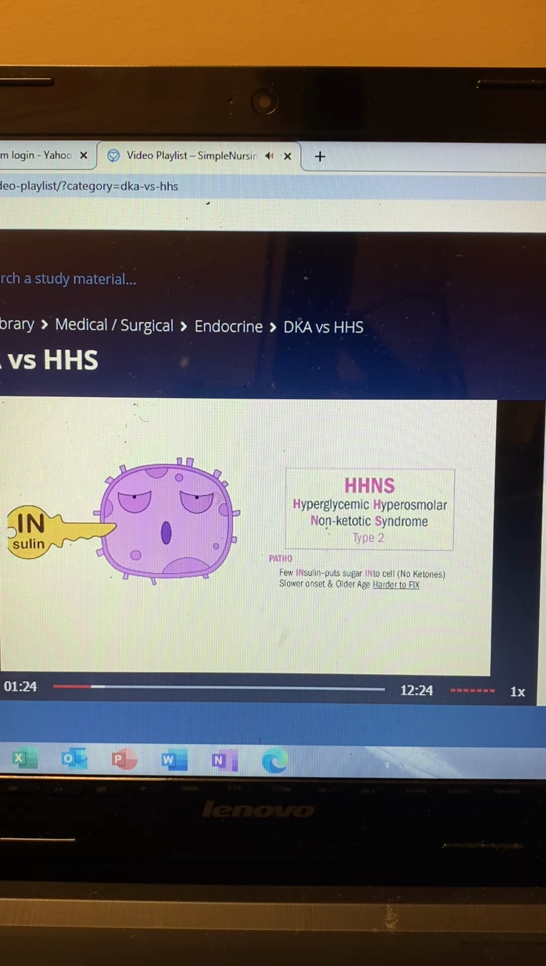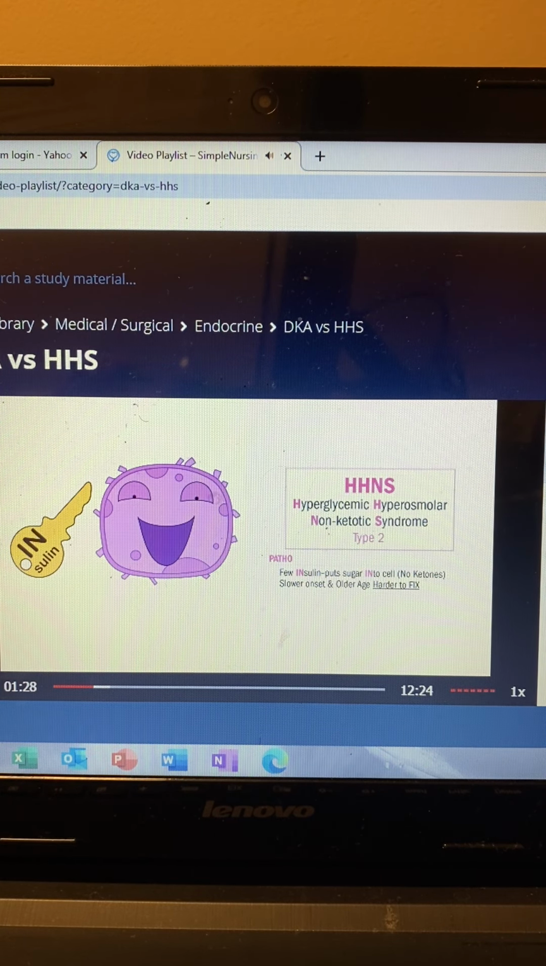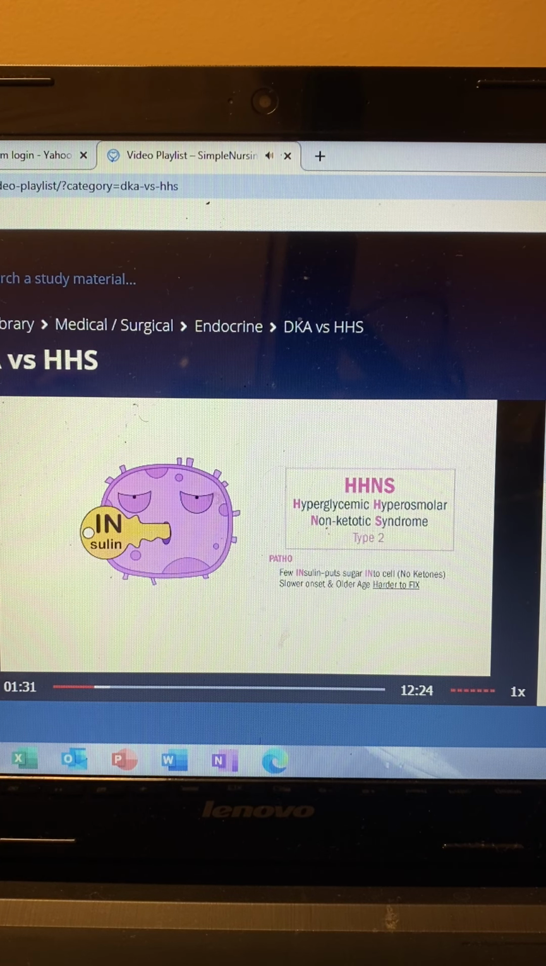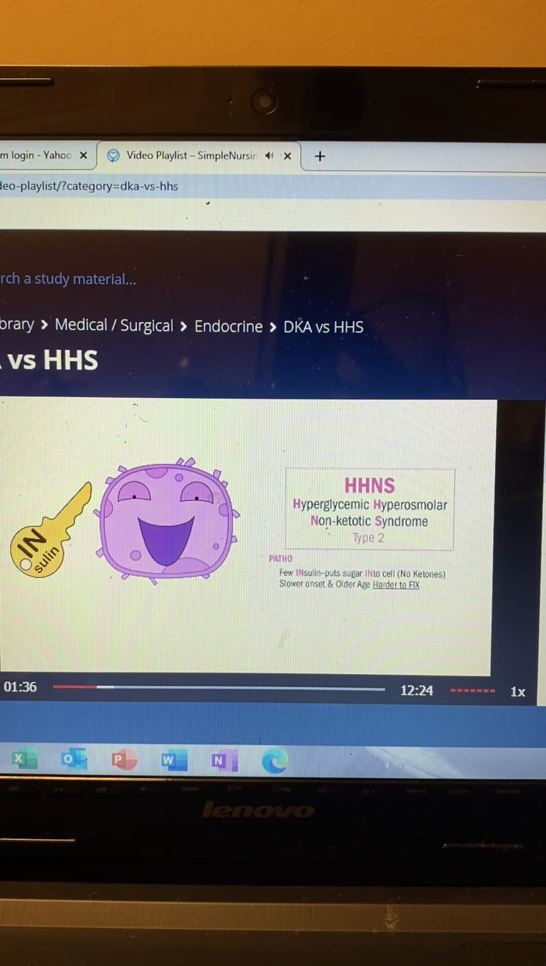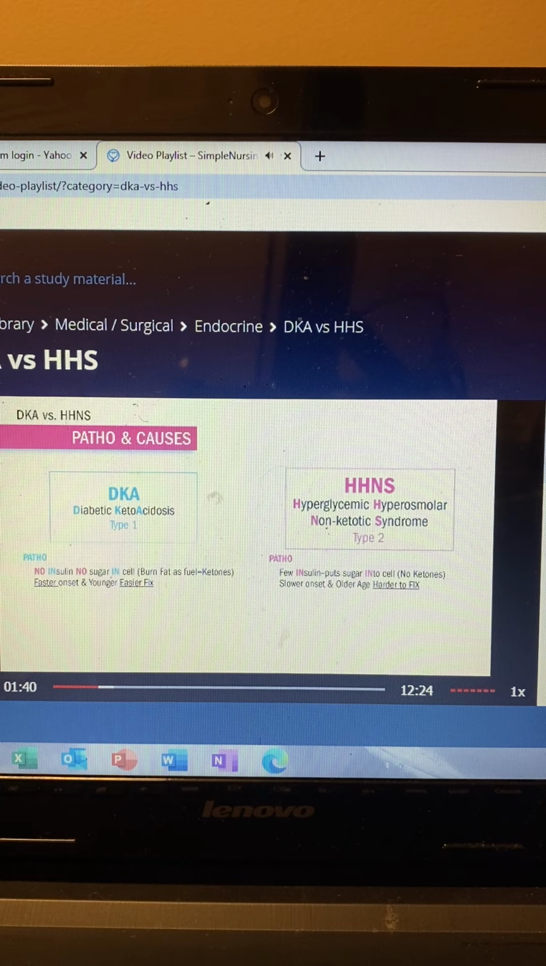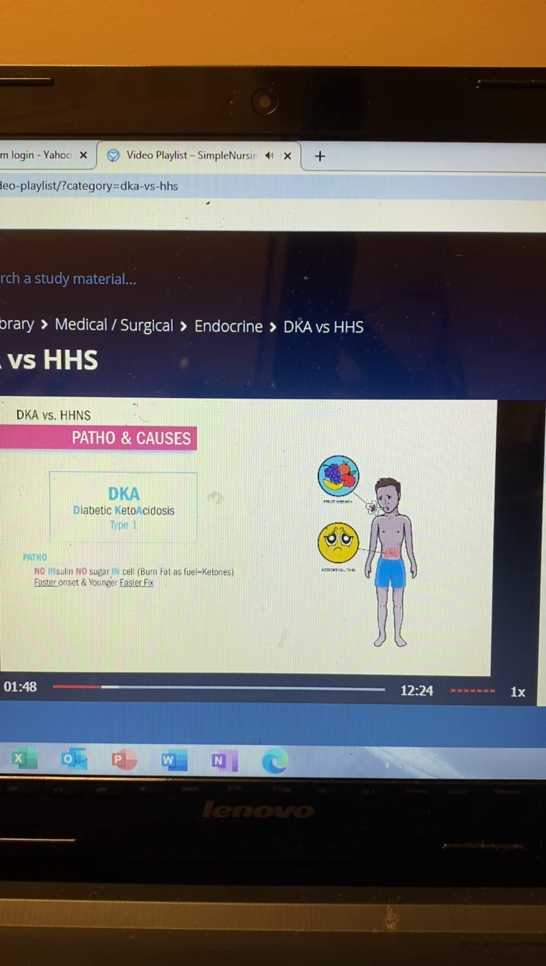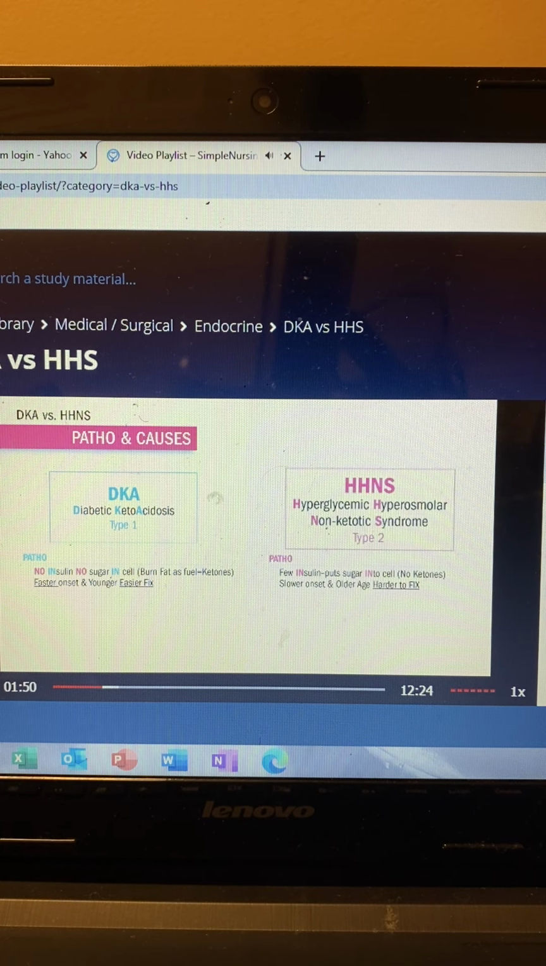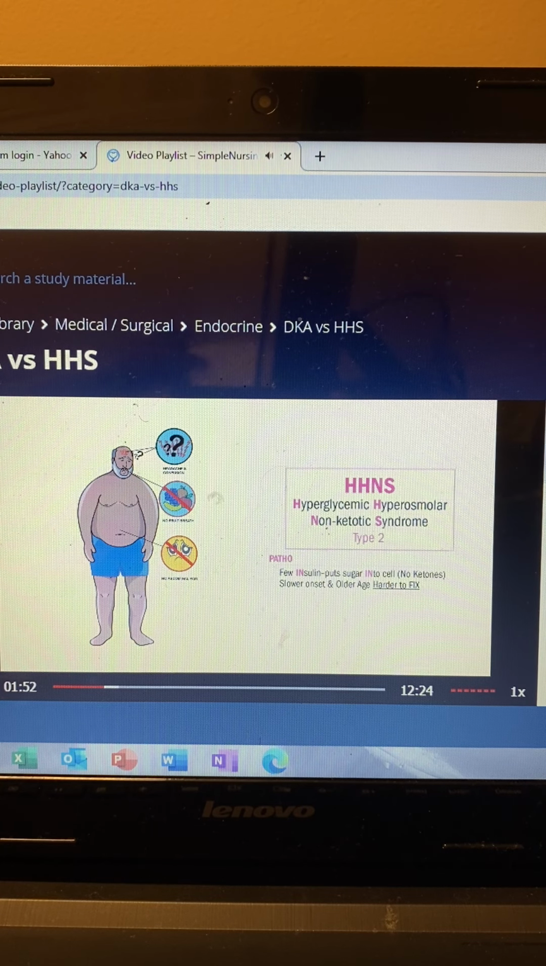Now, since the body has barely enough insulin to put sugar into the cell, well, the body burns sugar for fuel, so we don't get those ketone bodies. So guys, think type 2, you have a few insulins working, so no fat burn, no ketones, since the body's burning glucose. Now, typically, DKA has a faster onset, and consequently, it's easier to fix, since the patients are young with type 1 diabetes. And HHNS is a slower onset with older patients. So guys, it's harder to fix HHNS.